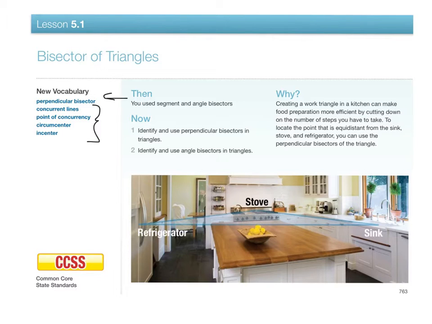When you put those three lines inside of a triangle, in other words, when you do a perpendicular bisector of each of the sides, where they meet is called the circumcenter. When you bisect angles inside a triangle and where they meet, that's called the incenter. We're going to come up against these two words quite a bit over this chapter, so don't worry if you don't quite get it at the moment, but you will as we go along.